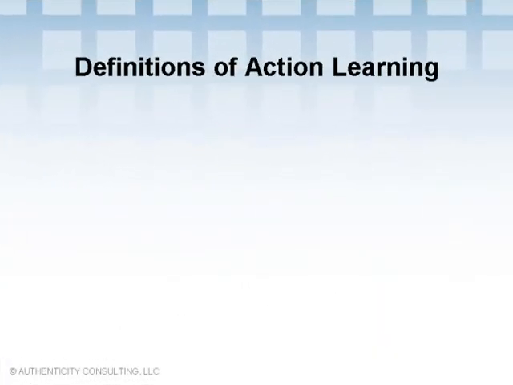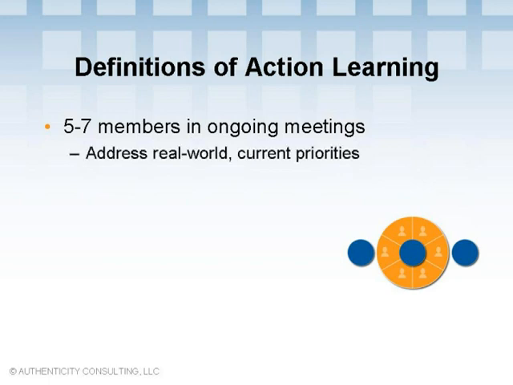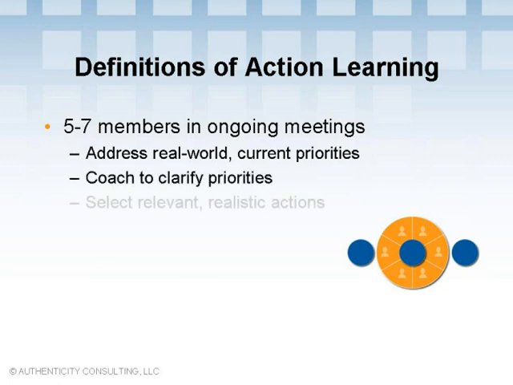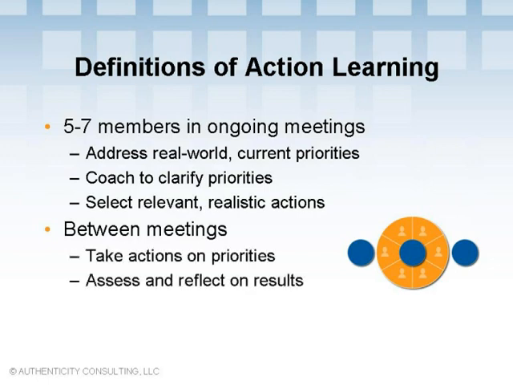So you've reviewed the big picture of action learning, so now it'll be even more meaningful to hear about the actual action learning process. Simply put, action learning is 5 to 7 or 4 to 8 members who meet in ongoing meetings. They address real-world current priorities, could be an issue or an opportunity. They coach each other to clarify the priority, but especially to select relevant and realistic actions that they can take between meetings. And then between those meetings, they take those ongoing actions, and then they assess and reflect on what happened and what they learned from it.